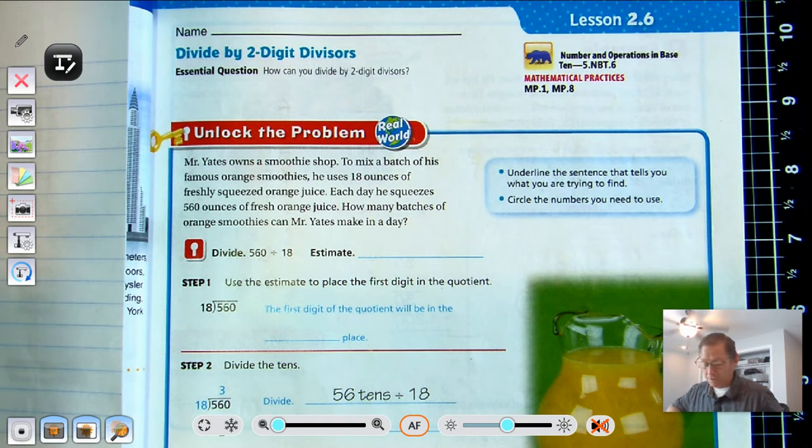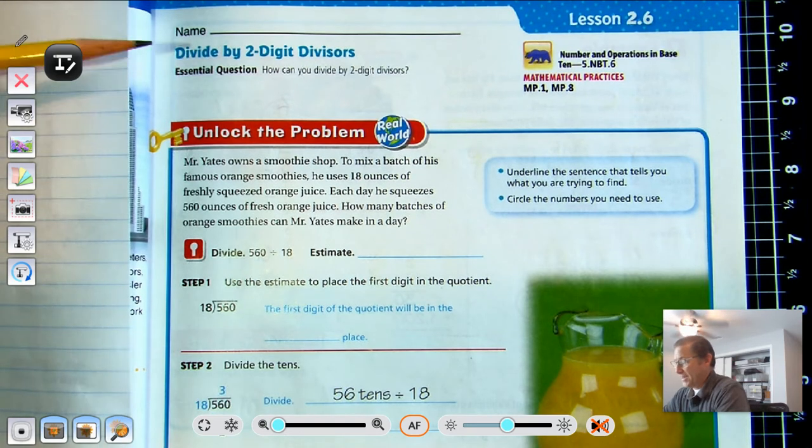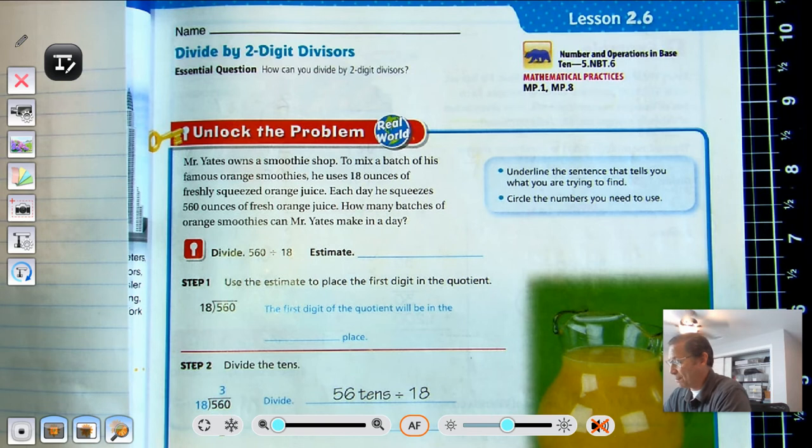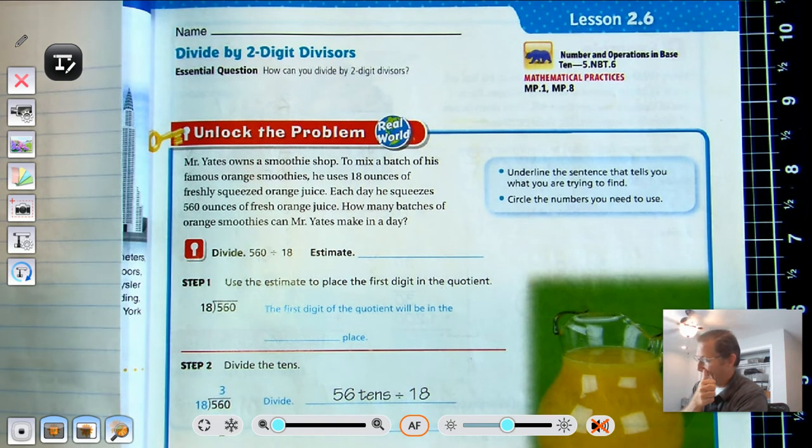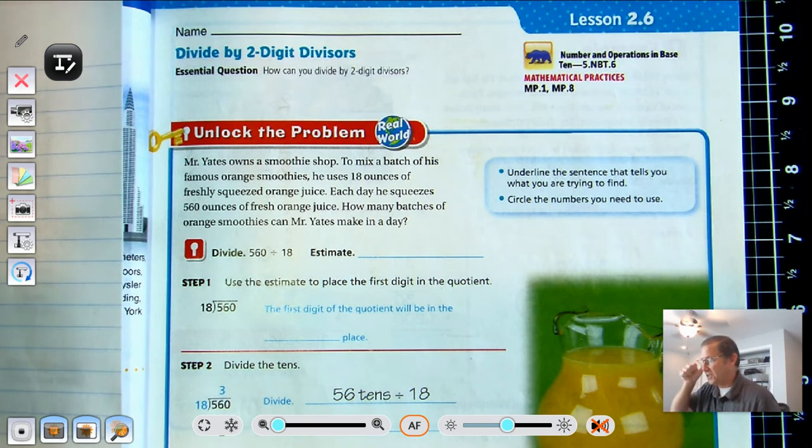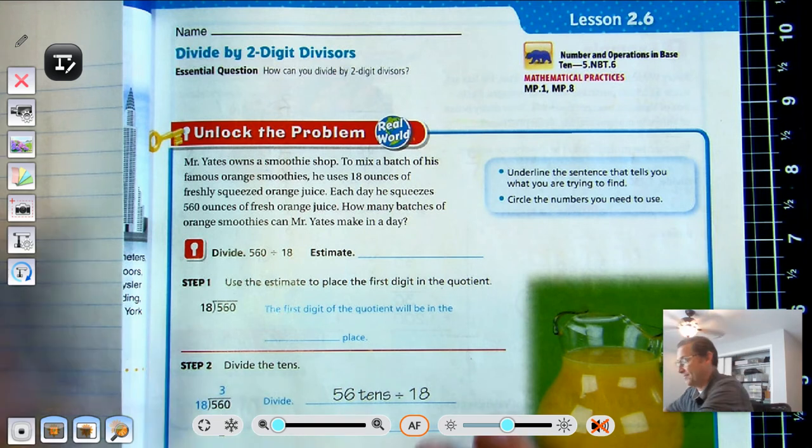All right, so we're on page 85. Let's look at the Unlock the Problem. Mr. Yates owns a smoothie shop. To mix a batch of his famous orange smoothies, he uses 18 ounces of freshly squeezed orange juice. Each day, he squeezes 560 ounces of fresh orange juice. How many batches of orange smoothies can Mr. Yates make in a day?